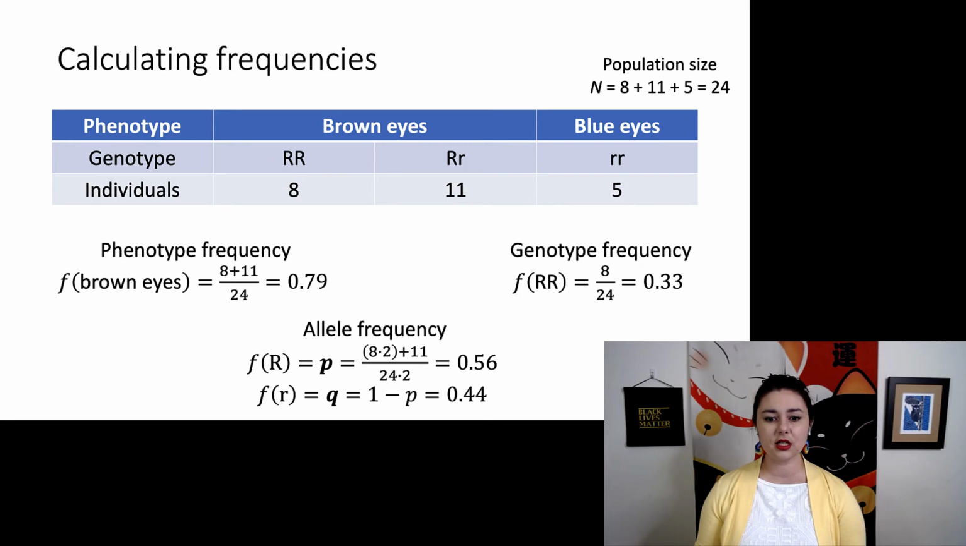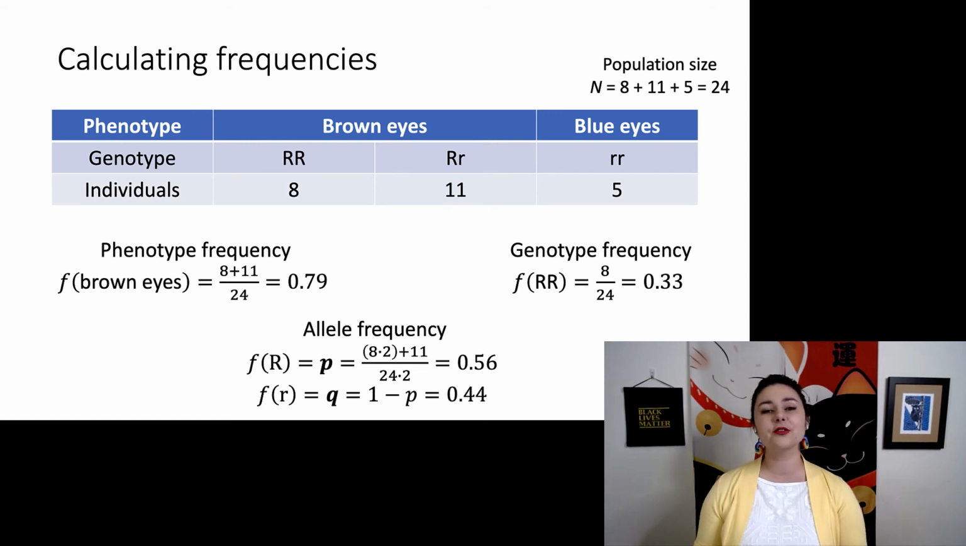Here, you notice it's a little different in our denominator. So now we're looking at the frequency of the big R allele. Well, 8 people with the homozygous dominant genotype have that, so we have 8. But we multiply that by 2 because those individuals have 2. Then we add 11 because 11 individuals have 1 big R because they're heterozygotes. And then we divide that by 24 times 2 because that's the total number of alleles in our population. So always be careful that you make sure to multiply your population by 2 when you're calculating an allele frequency.